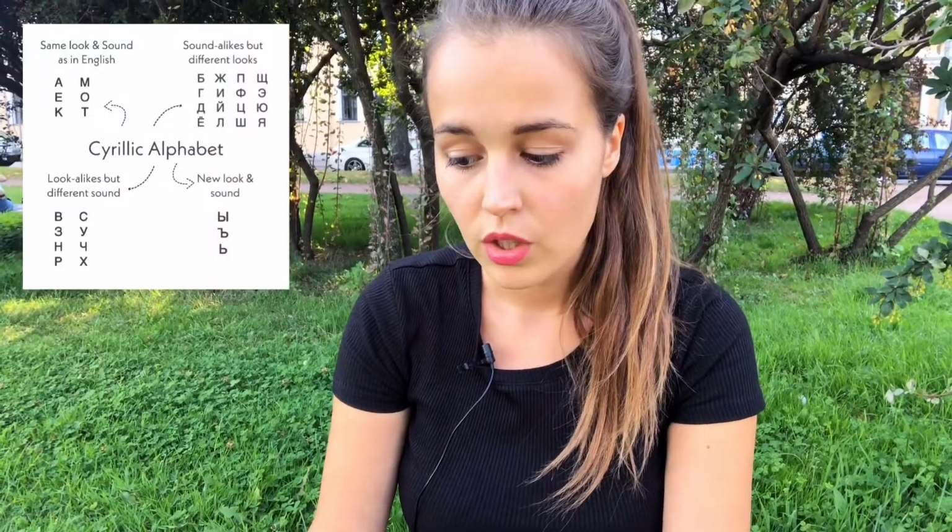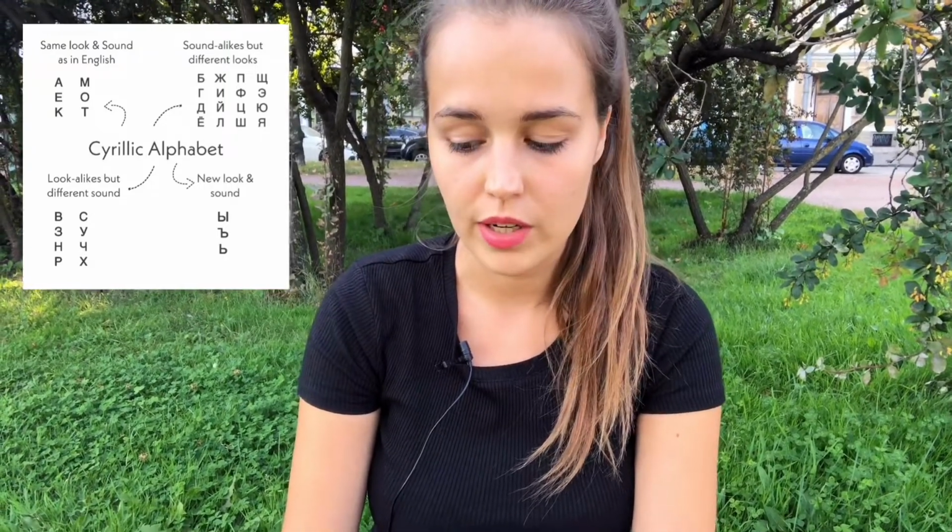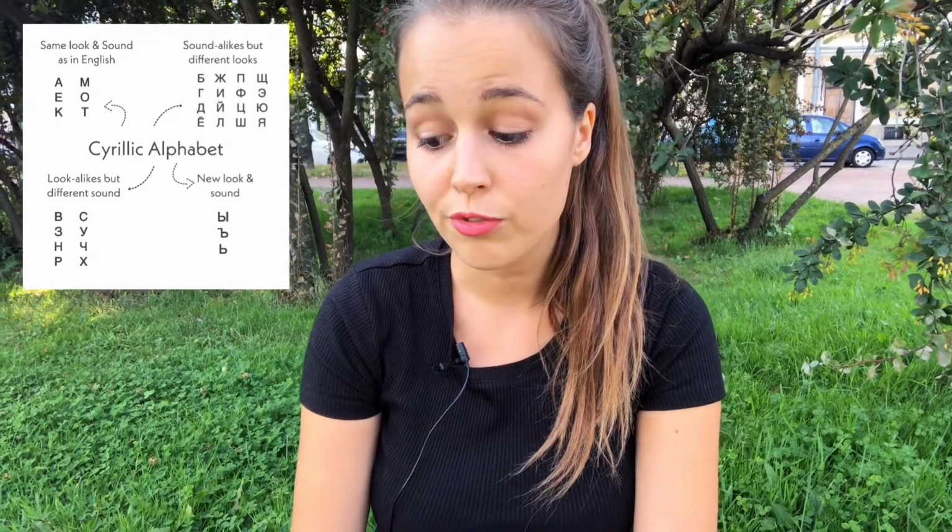Very good. So now we divide those 33 letters into 4 groups. The first group is the easiest because the letters in Russian look like the letters in English and they sound alike as well. Alright? So there are just, unfortunately, 6 letters like that.